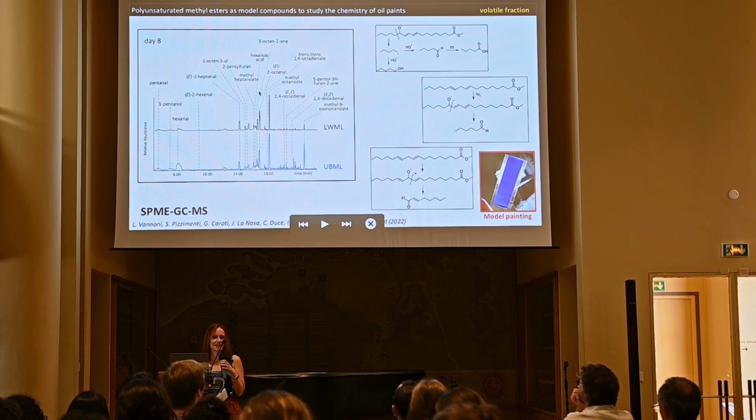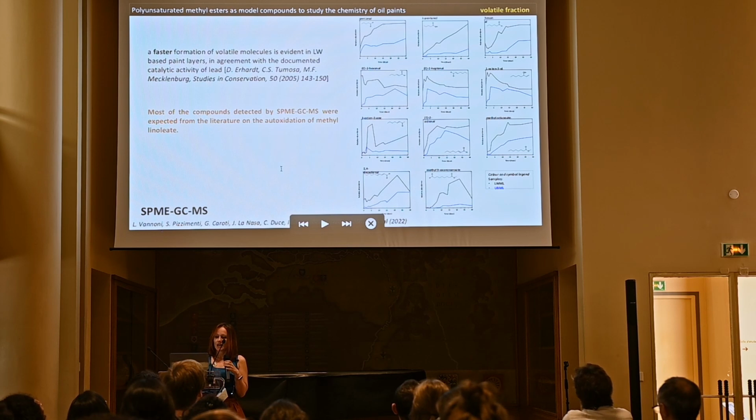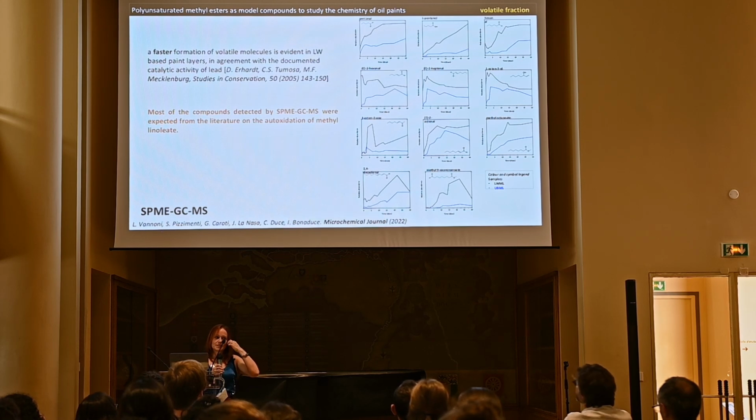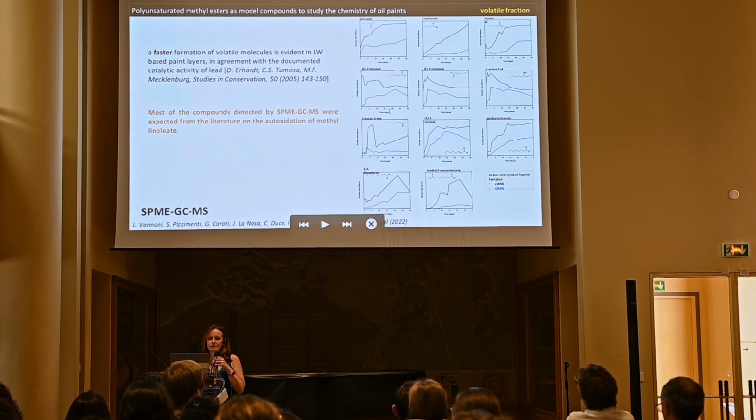This is all natural aging. Top is lead white, bottom is ultramarine blue. And this is the evolution of the different molecules with time, up to 3 weeks. Okay, so we see something that was expected. Lead white catalyzes the formation of these volatile molecules because they start faster.